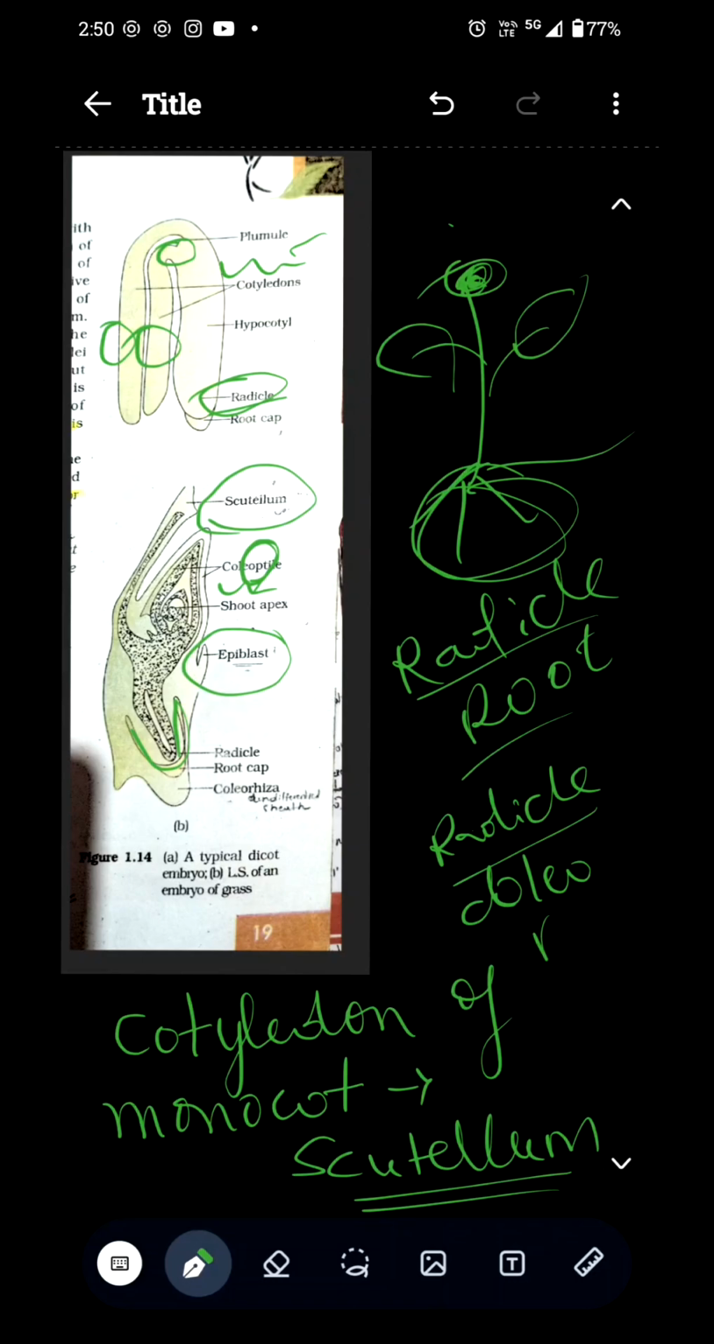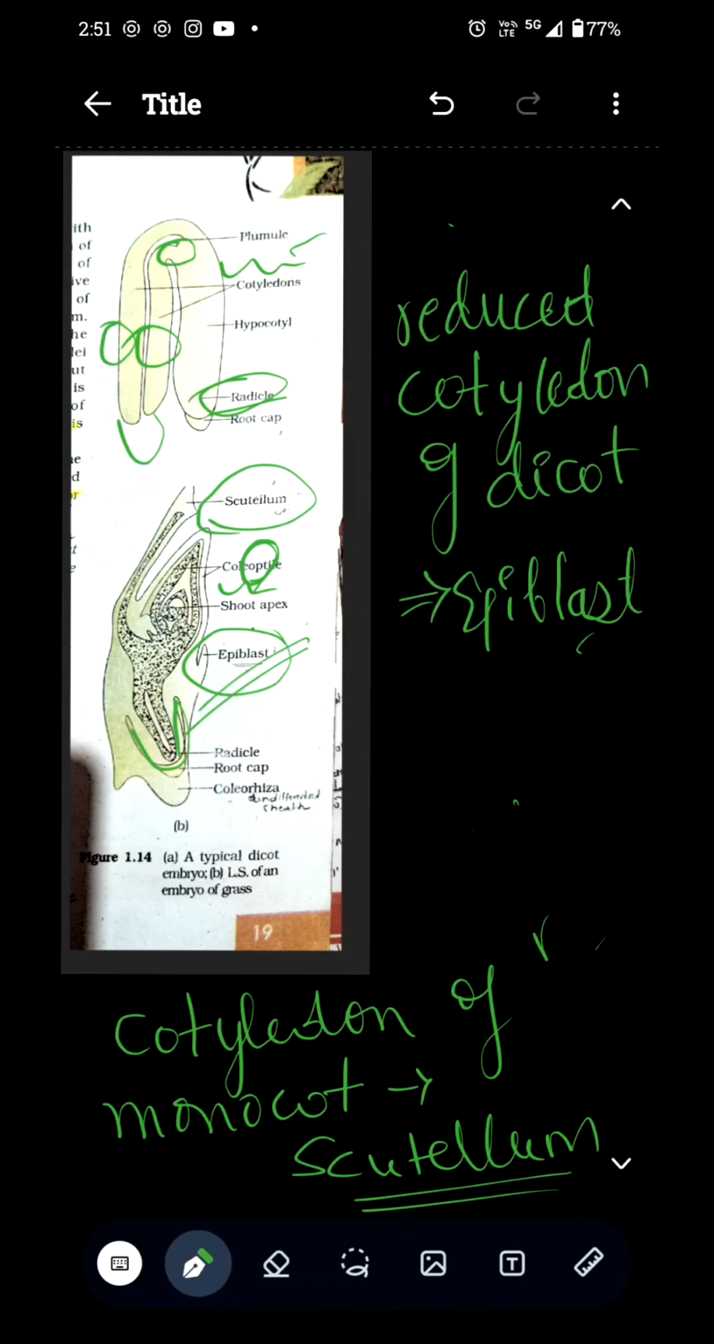So what is this epiblast? See, which plant came first, the monocot or dicot? You have a doubt in this, right? See, remember the first plant which came was dicot. So on evolution dicots became monocot. Dicots were having two cotyledons, right? So on evolution one cotyledon got reduced, and it got reduced to what? Epiblast. The reduced cotyledon is called epiblast. Remember this one. So the reduced cotyledon of a dicot is called epiblast.